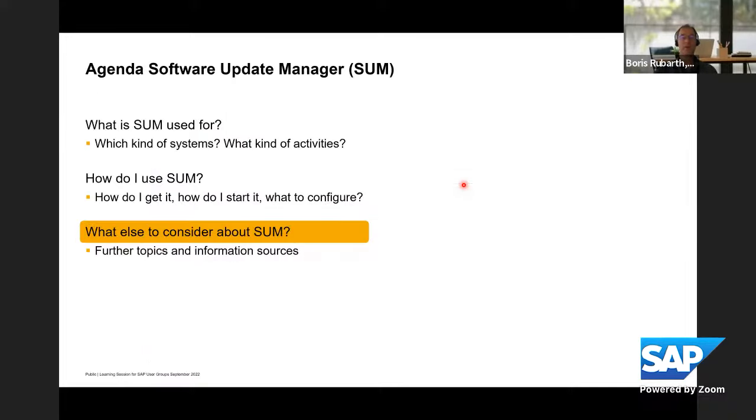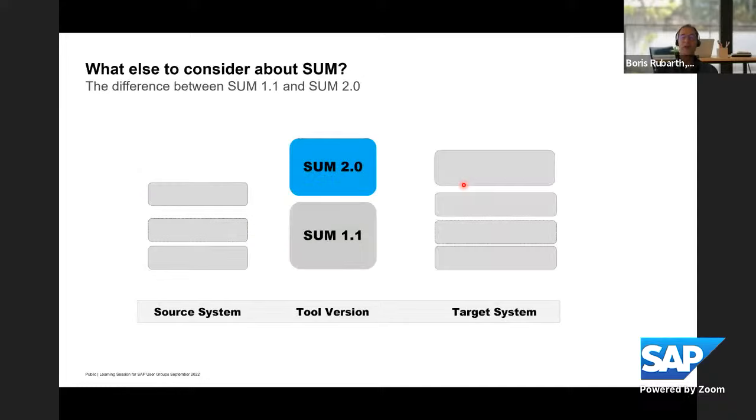With this, we're coming to the third and last section, a short one. What else to consider? Well, of course, there are lots of details, but we have lots of other sessions on the Software Update Manager as well, focusing on specific scenarios. So right now, as promised, I would like to explain why we have two SUM versions, SUM 1.0 and SUM 2.0, and for which scenarios you will use which one.